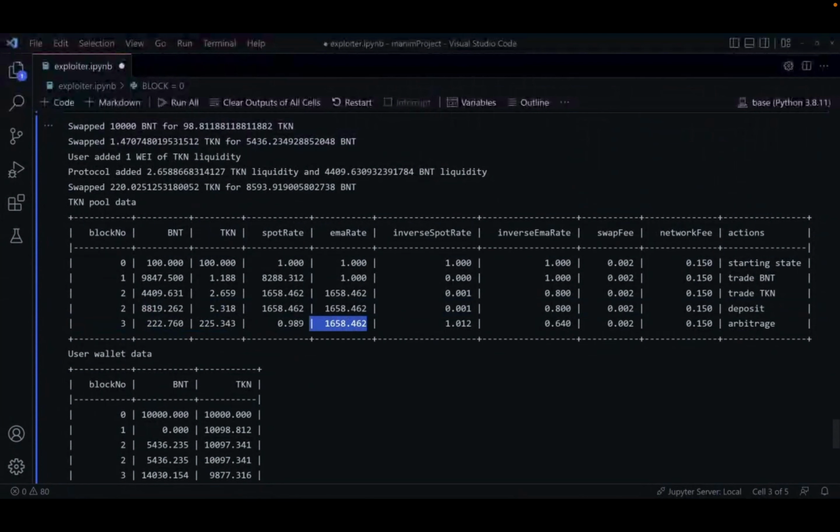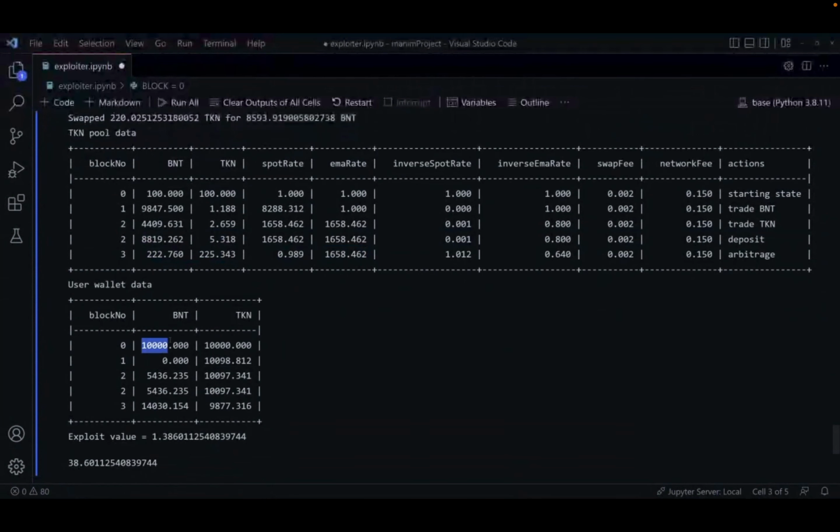The EMA is way out, obviously, but that will adjust over time. And if they started with 10,000 tokens of each, then by the end of this process, they've spent about 123 TKN, but they've gained like 4,000 BNT in the process, and so their total exploit value is about 38%. Okay, so this logic is obviously flawed, right?